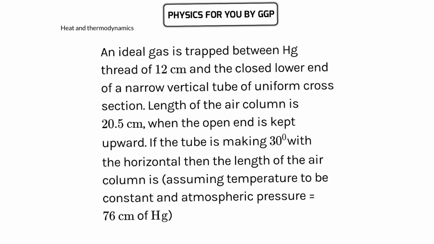In this question it is given that an ideal gas is trapped between a mercury thread of 12 centimeter and the closed lower end of a narrow vertical tube of uniform cross section. Length of air column is 20.5 centimeter when the open end is kept upward. If the tube is making 30° with the horizontal, then what is the length of air column?